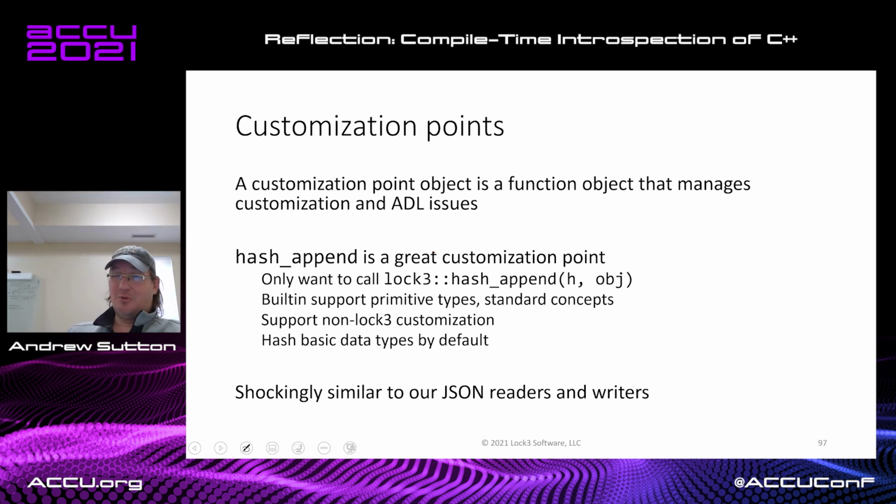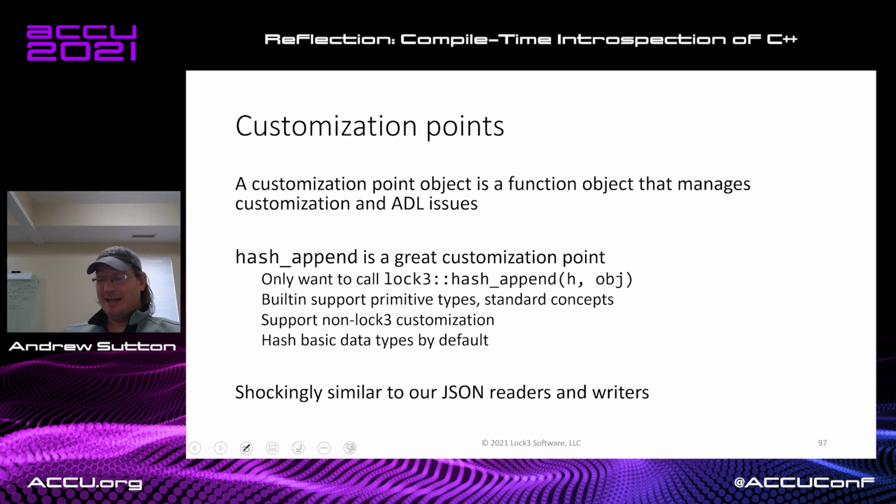Hash append makes a great customization point object. So we only ever want to call lock3 hash append for these things, and we'll just have that automatically support built-in types, standard concepts like range, containers, and destructurable types, it's going to turn out. But we also want to support customization through non-lock3 classes, like things outside of our library. And then of course, back to basic data types, if I have a class like player or health or magic, it should just work. I don't want to have to write any extra code to hash those things.